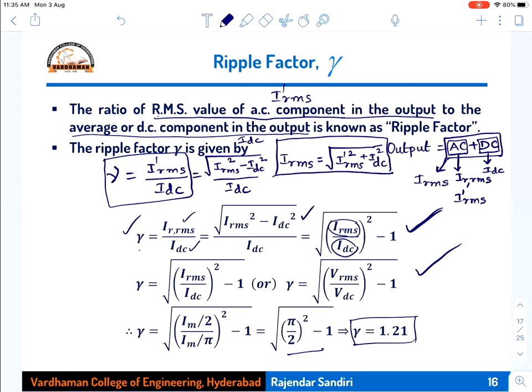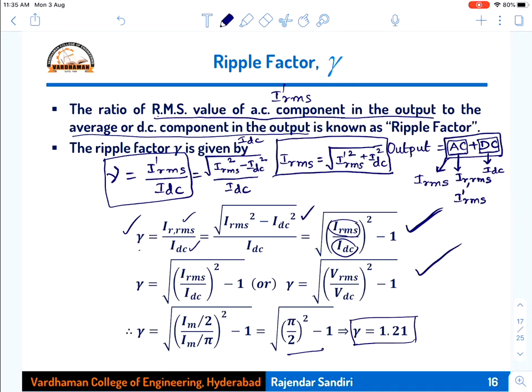1.21 is nothing but the ripple factor. It indicates the ratio of the RMS value of the AC to the DC. So the AC to DC portion is 1.21, the ripple factor gamma. That means if the ripple factor value is large, the output has more AC component present, which is actually a disadvantage for the rectifier. A rectifier should have more DC and less AC. But here it is having more AC than the DC.